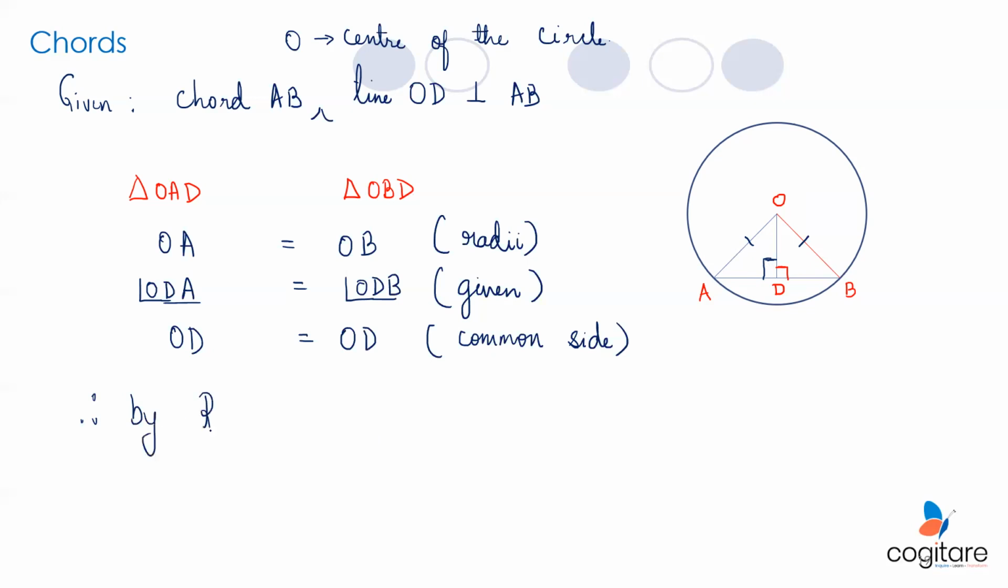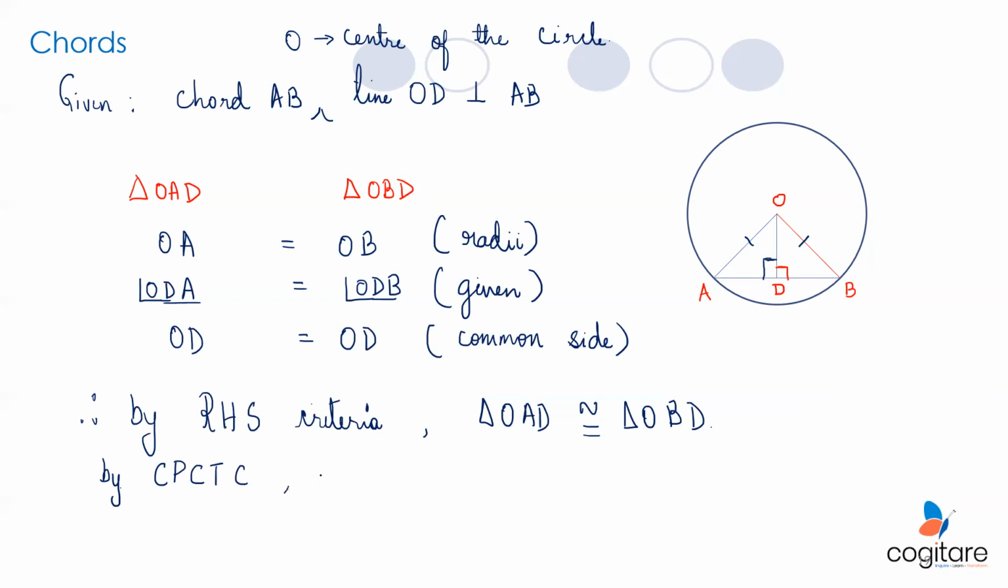Therefore, by RHS criteria, we have that these two triangles are congruent. Triangle OAD is congruent to triangle OBD. Okay. Once that is established, what about the corresponding parts, right? We've seen that once you prove two triangles are congruent, the corresponding parts of congruent triangles are congruent by CPCTC. We know that AD now becomes equal to BD, right? AD is equal to BD.